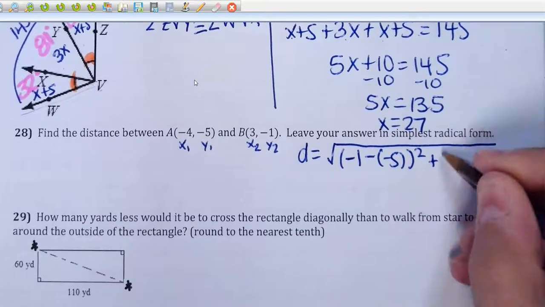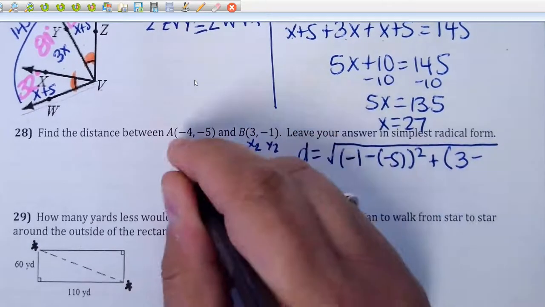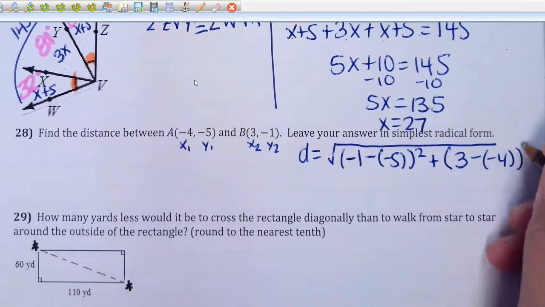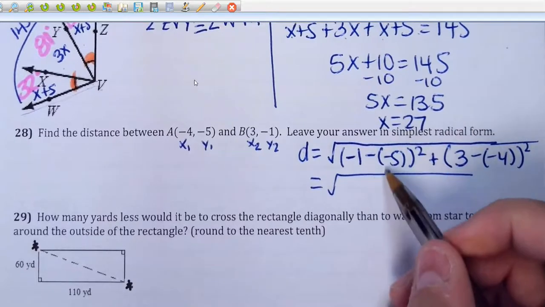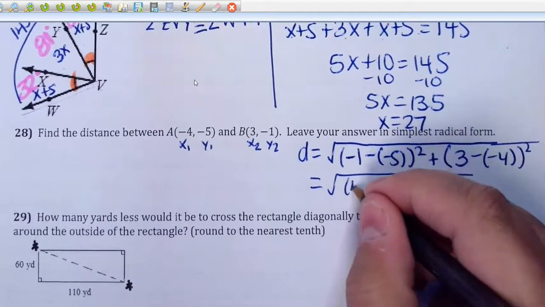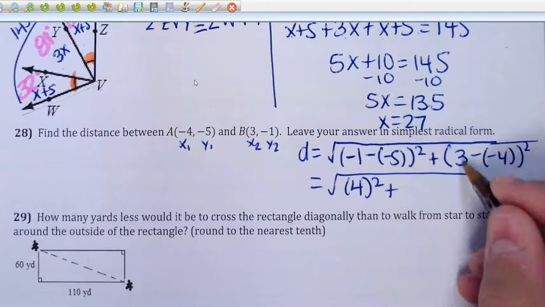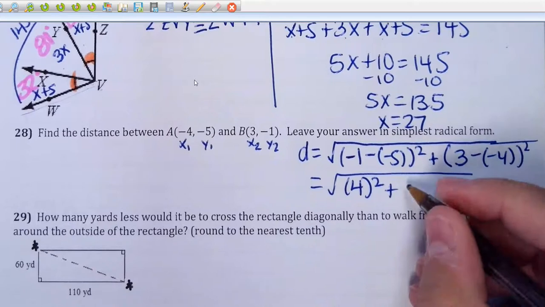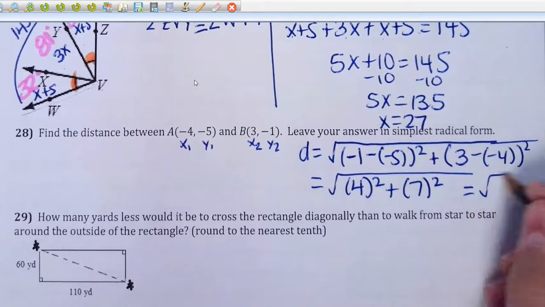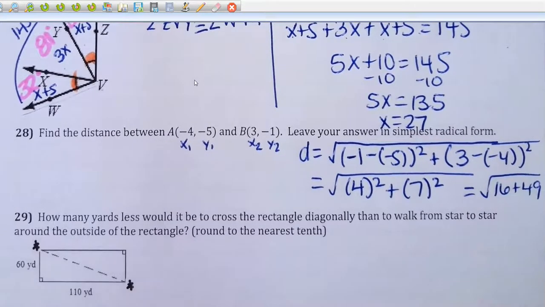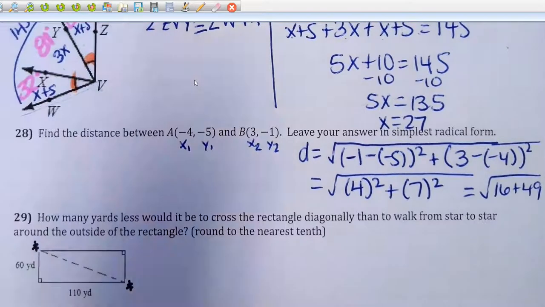You add in between here, and then the difference in the x-coordinates. So x2 minus x1, so minus a negative 4 again here. If I simplify this, this is going to give me negative 1 plus 5, which is going to end up being 4 squared. And this is going to give me 3 plus 4, minus a negative there, so it'll be 7 squared. This is 16 and 49. I want to add those together first, which is going to give me 65.